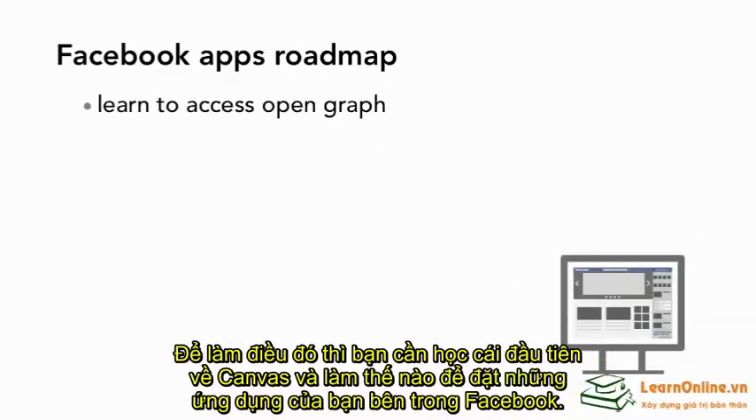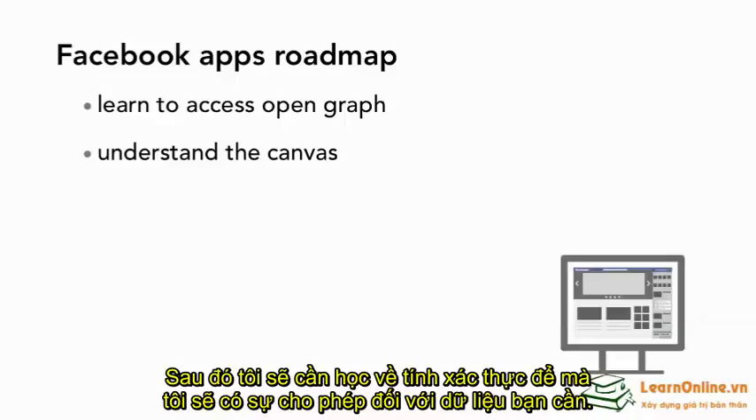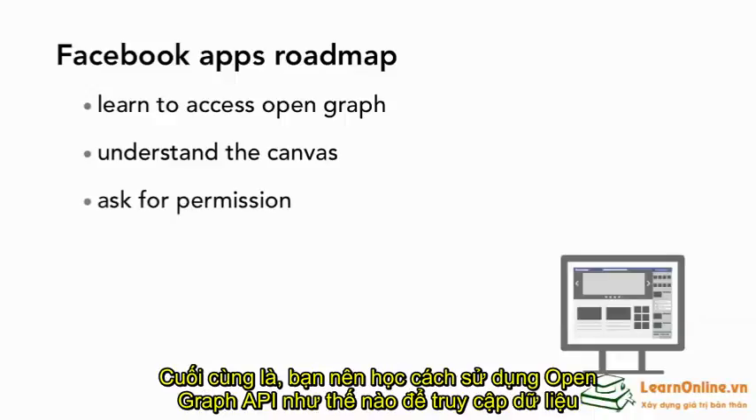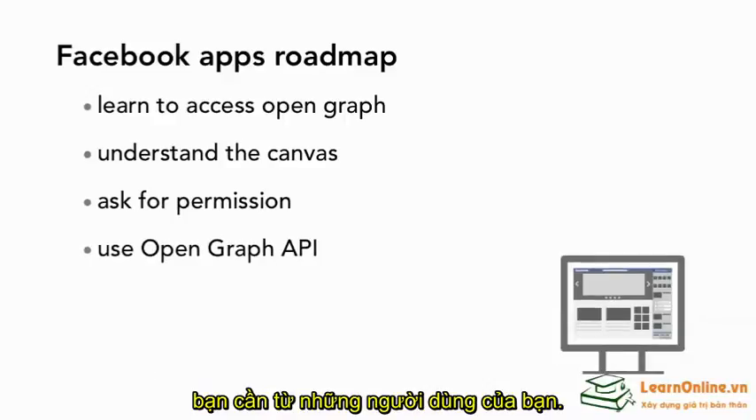In order to do that, you need to first learn about the canvas and how to place your apps within Facebook. Then you'll need to learn about authentication so that you'll have permission to the data you need. Finally, you need to learn how to use the Open Graph API in order to access the data you need from your users.